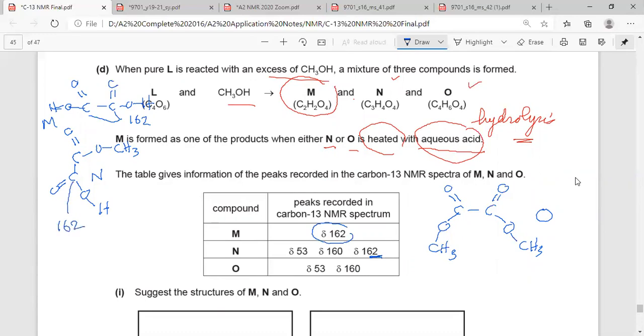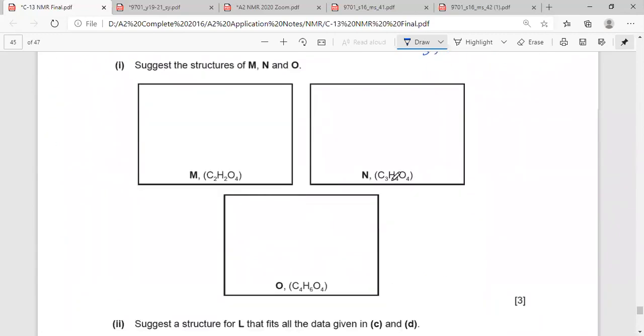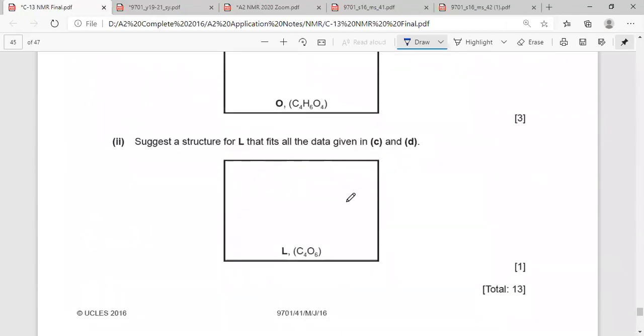162, it's not N. Right? 53 must be this fellow here. And 160 must be this fellow here, your ester. Now here, of course, 160 must be the ester. 53 must be this one here. So now you've got all the structures here. Then finally you draw them. Very interesting, isn't it?